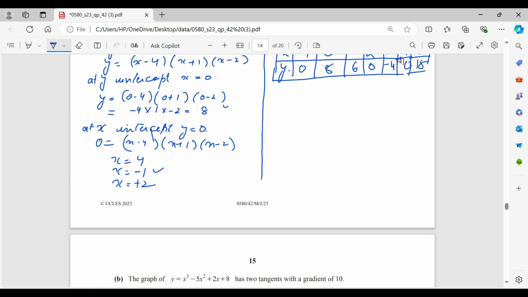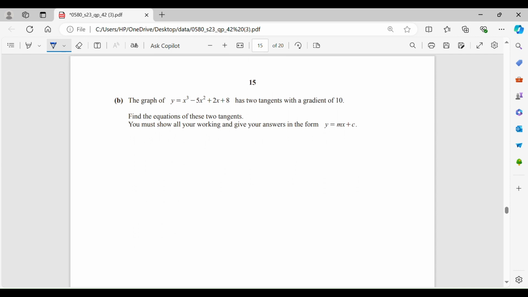Next will be the B part. The graph of this has two tangents with a gradient of 10. Find the equation of these two tangents. You must show all your working and give your answer in this form, right? So to make the equation of the line, we already have the gradient, but we need to find the intercept, right? So we need the two coordinate points.